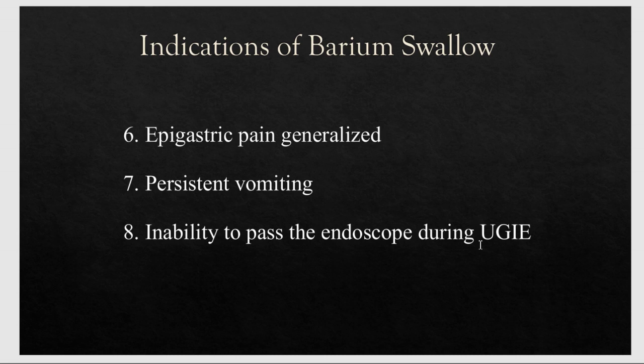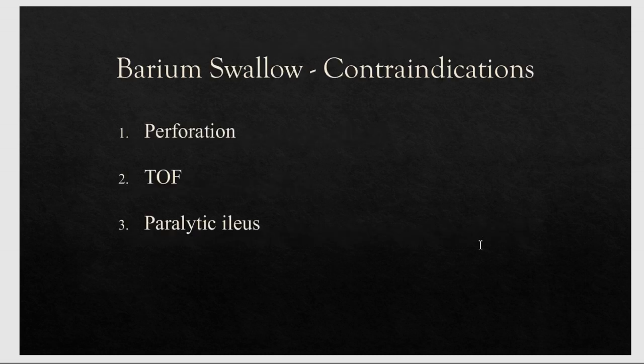If the patient is presenting with persistent vomiting, barium swallow is indicated. And if we are unable to pass the endoscope during upper GI endoscopy, due to some stricture or some difficult distal passage, this barium swallow is indicated, right? As in the case of achalasia. Okay, we have already discussed these 7 important indications, the group of indications for barium swallow.